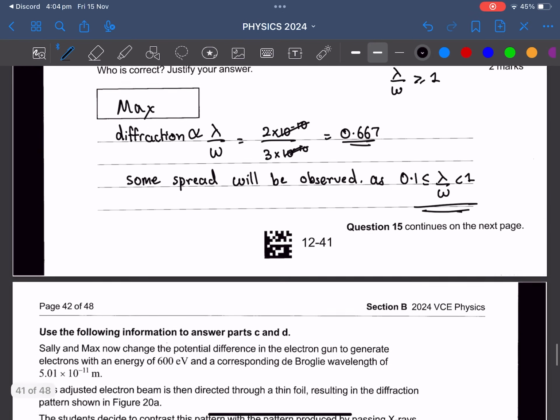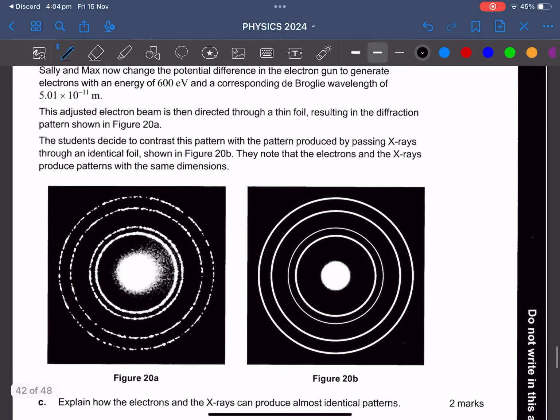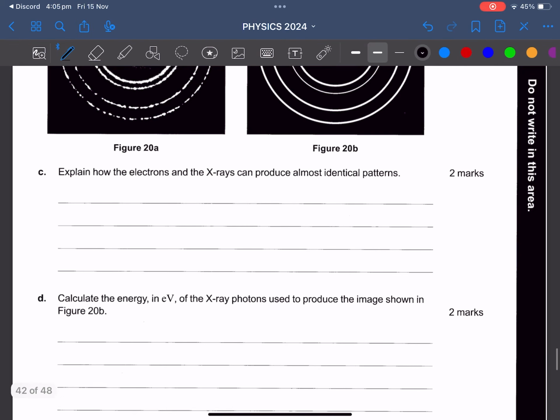Sally and Max now change the potential difference in the electron gun to generate electrons with a given energy and corresponding de Broglie wavelength. This adjusted electron beam is then directed through a tin foil, resulting in a diffraction pattern. The students decide to contrast this pattern with the pattern produced by passing X-rays through an identical foil. They know that electrons and X-rays produce patterns with the same dimensions. Explain how the electrons and X-rays can produce almost identical patterns.